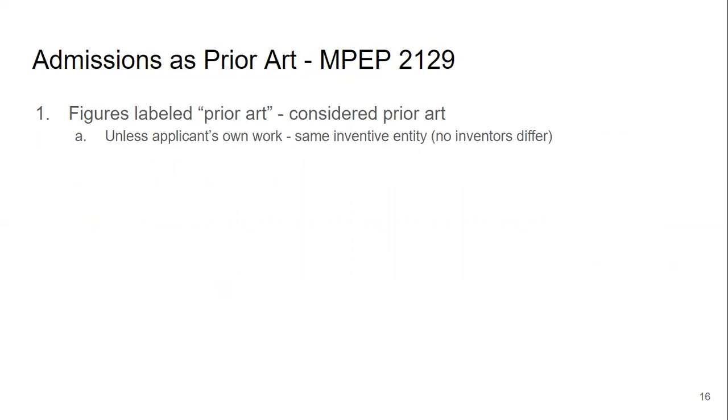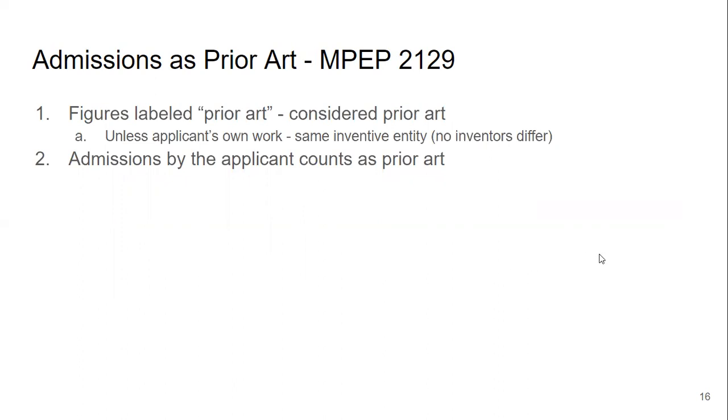In the MPEP 2129, a figure which is labeled as prior art would be considered prior art, unless it's the applicant's own work. So if they're saying, this is something that I've made in the past, and here's how I improved upon it, maybe is how they're presenting it, as long as it's the same inventive entity. So again, no inventor is differing there. Any admissions by the applicant do count as prior art. And there's a couple caveats there, so I would be careful and read this section closely.